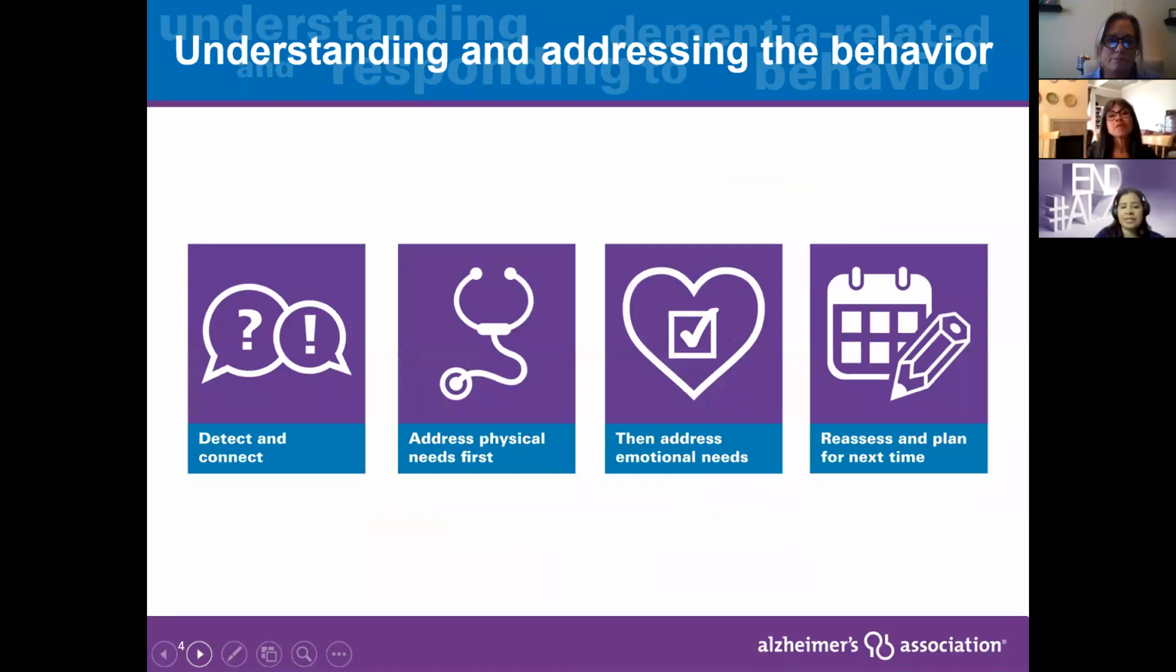So the 4 areas that I want you all to keep in mind as we keep talking about specific symptoms or behavior changes are these 4 things: to detect and connect, to address physical needs first, then to address the emotional needs, to identify them, right? And then to reassess and plan for the next time. So it's those 4 steps whenever you're encountered with a problem that you're gonna immediately jump on. You go to step 1, step 2, step 3, step 4.